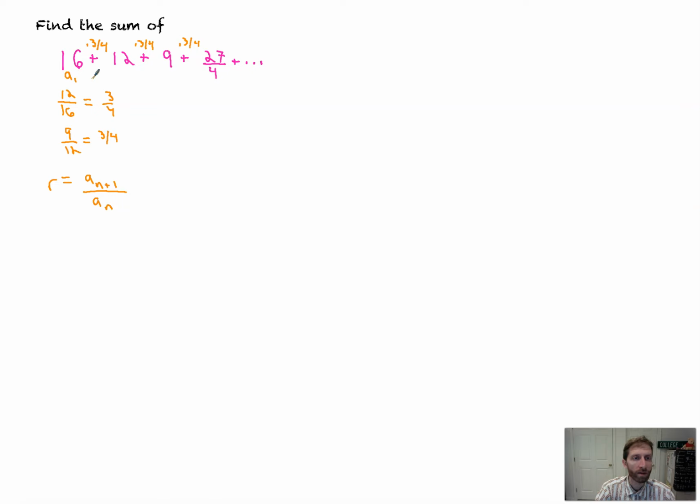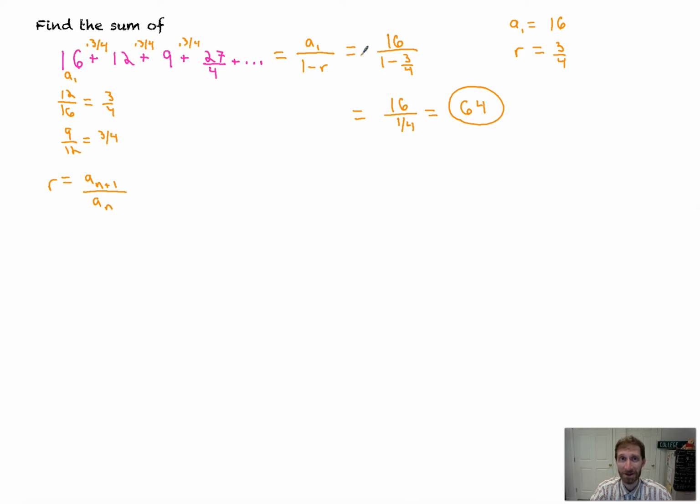Okay, anyway, looking at this, we now have our first term. Call that a sub 1, and then we have r. So a sub 1 equals 16, and r is equal to 3/4. We know that the sum of this is going to be equal to the first term over 1 minus r, which in this case is 16 over 1 minus 3/4. There you have it. So just be careful simplifying that. 16 divided by 1/4 simplifies down to 64, 16 times 4. That's the sum of that series.